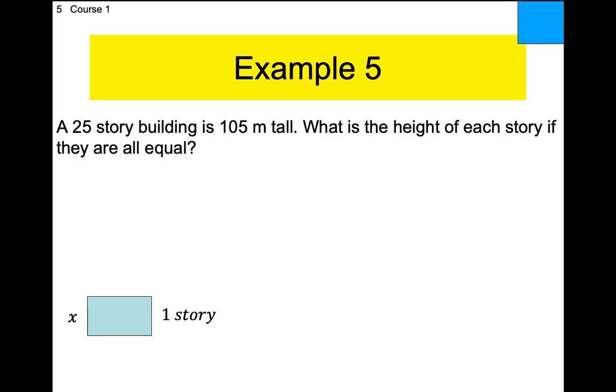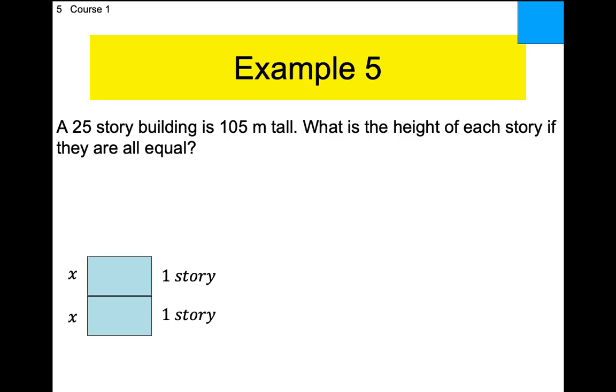How many of these do I have? 25. Oh dear Lord, do I want to draw 25? No. I might draw 2 and stop right there. But I do realize that there's 25 of those. So what's the equation? 25x equals 105. So 25 of these added together, if each one is x, then that would be 25 x's.